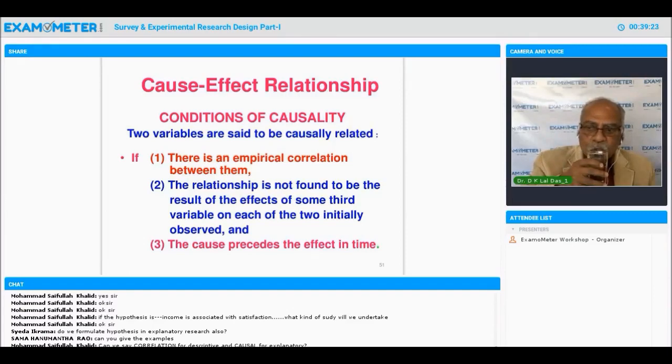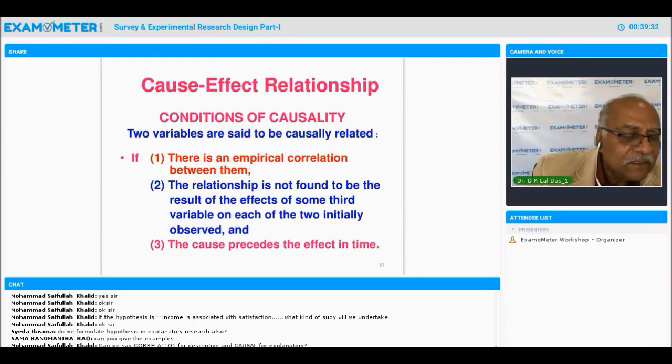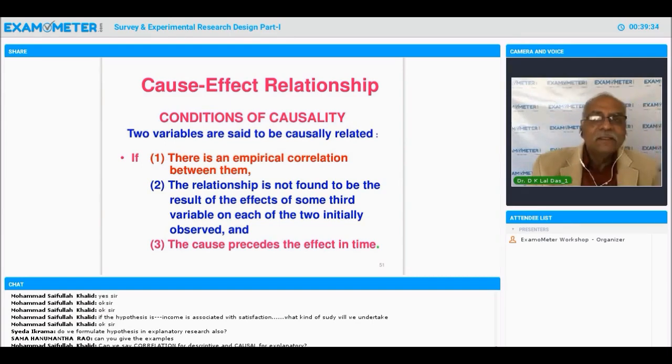But how to find out the third variable? Is it through observation, literature review? It's very easy. Who is asking this question? Ikram. Saida Ikram. It's very easy, Saida.